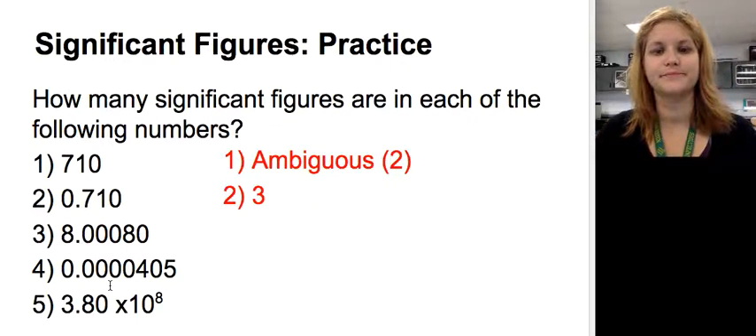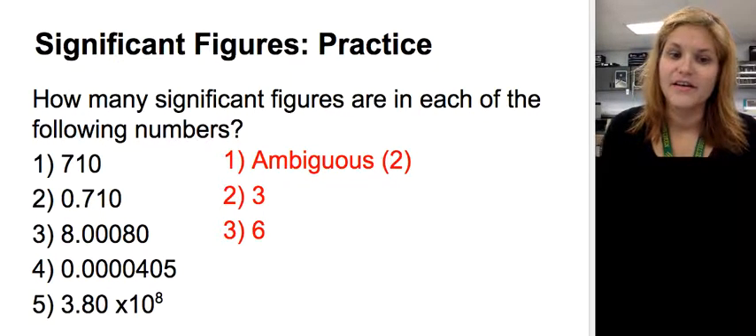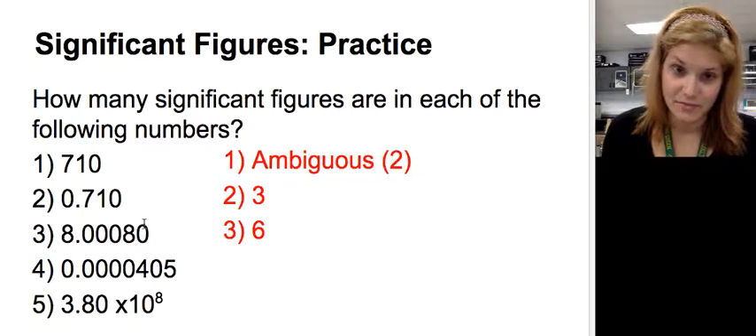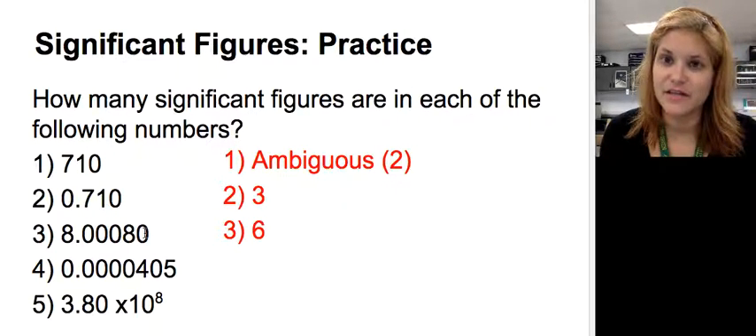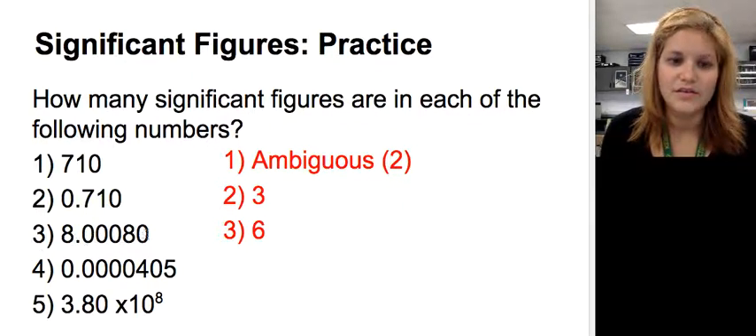How about the third one? That one has 6. We know that the 8s are both significant. This 0 comes after a non-zero and it's at the end of the number. And then these 3 are all sandwiched in between, so they all count.